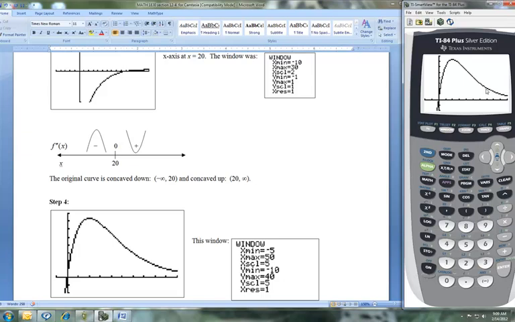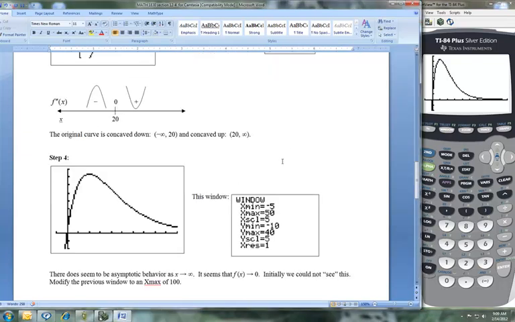Also notice, as this keeps going, if you make your window, let me get my x's just a tad bigger. I'll go to 100. Scale by 10. Look how this starts leveling off, which is the nature of an exponential, and it's leveling off at the x-axis. Okay? So that's that particular problem.